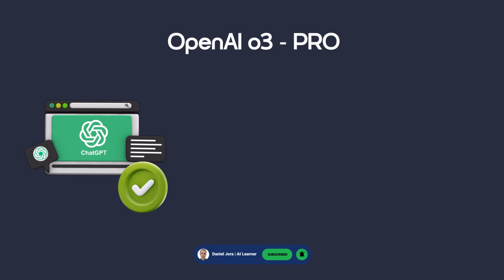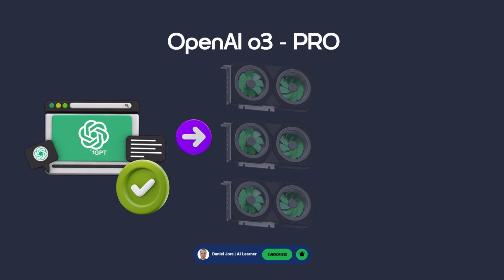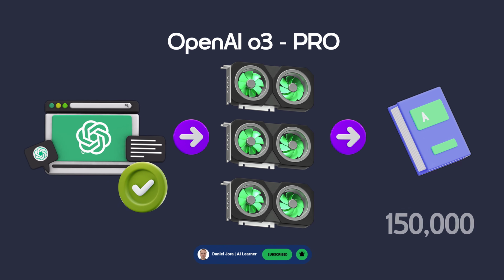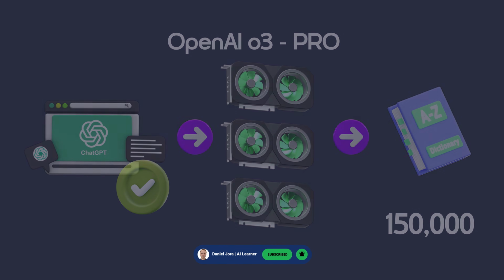OpenAI o3 Pro, a higher compute version of o3 for improved response quality on complex tasks. The core difference is the same pattern. More compute, more consistency, typically at the cost of speed. Its usable memory is roughly 150,000 English words.